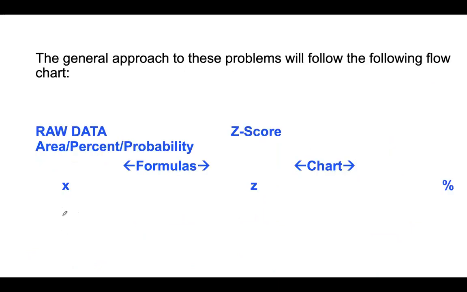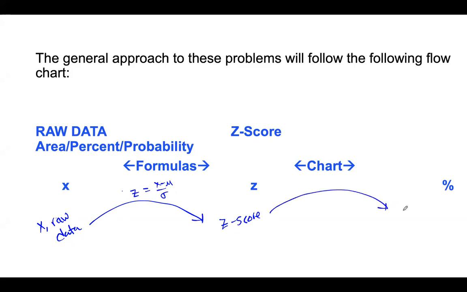So again, this is the general approach. I want to make sure you understand this. So it's the raw data, and we transform it to the Z-score by this transformation. The formula was, we take the raw data, subtract the mean, divide by the standard deviation, and we get our Z-score. From the Z-score, we can use the chart and get that probability.